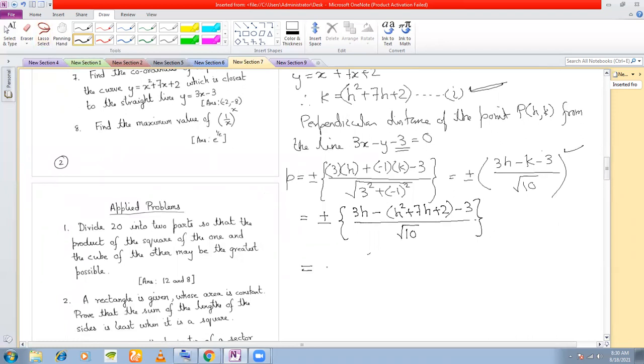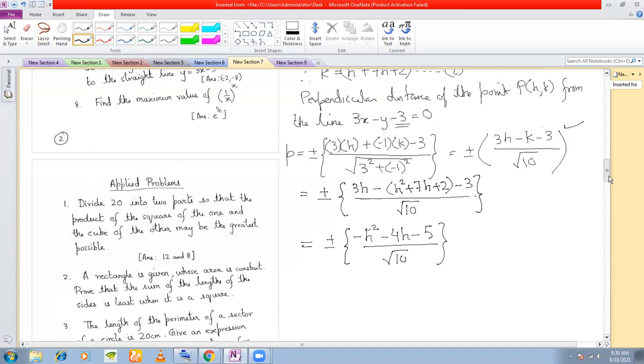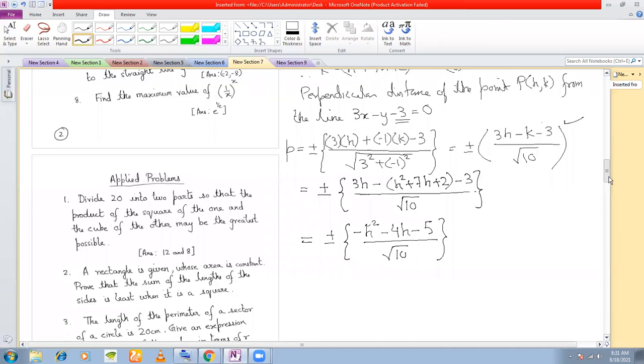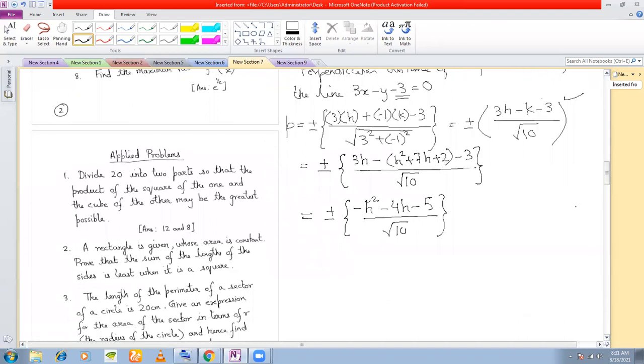Which is equal to plus or minus, you can write this as minus h square minus 4h minus 5, divided by root 10. Okay, this is what we get. So the expression for P is this.